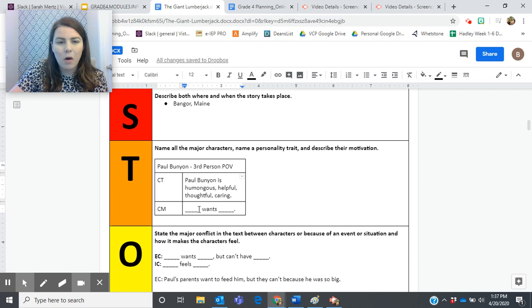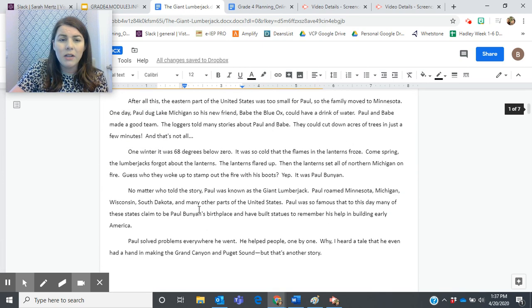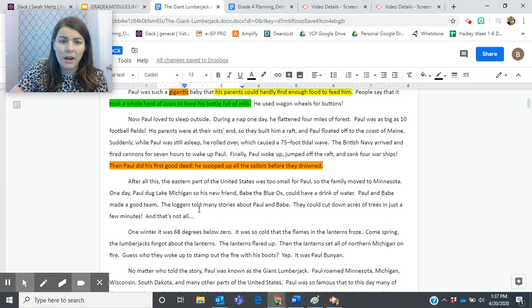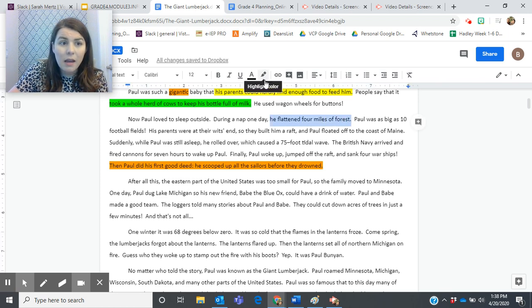I don't see anything that Paul wants, but I do think that we were introduced to another problem. What I'm thinking here is that he was flattening miles of forest. That seems to be a pretty big problem. We don't want to flatten forests. Those are important for people to be able to live and to survive.